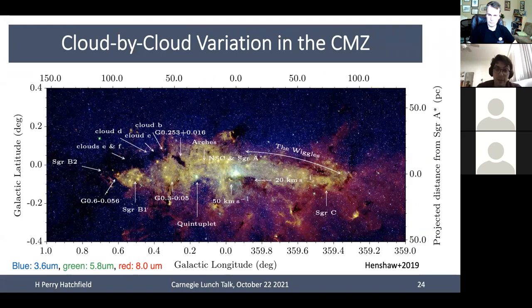So there are quite a few molecular clouds in the galactic center that have been well studied. In particular, this is a figure from Henshaw et al. 2019 that just nicely labels a lot of the famous clouds and features of the galactic center. So this bright point here in the center is Sagittarius A star and sort of the nuclear stellar cluster. But all the way out here on the edge is the Sagittarius B2 complex, which looks pretty dark in these wavelengths, but it's actually the most massive molecular cloud in the Milky Way, and also one of the most intense sites of star formation in the Milky Way.